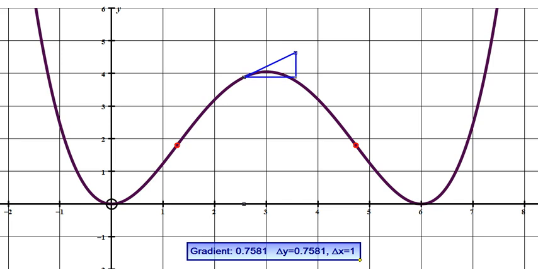At the maximum point, the gradient of course will become 0. As we continue along the curve, the gradient now becomes negative, so it's decreasing further.